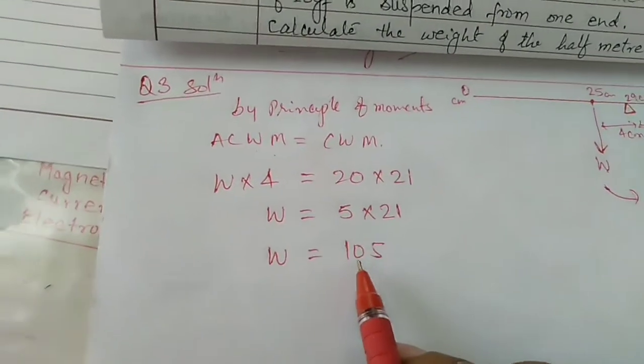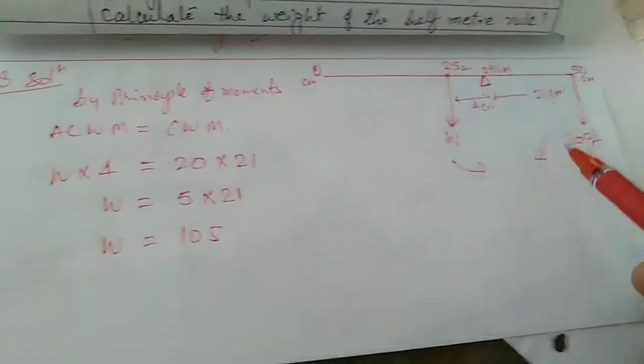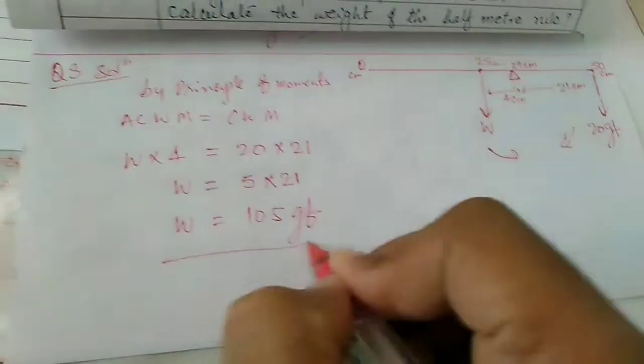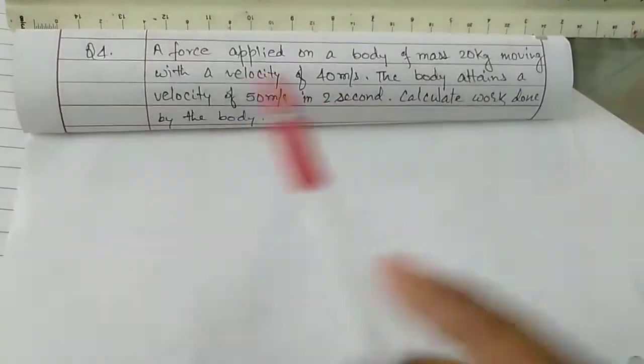4 5s are 20 and 21 5s are 105. So what was the unit of weight here? Gram force. So this will be also. Now see the question number 4.